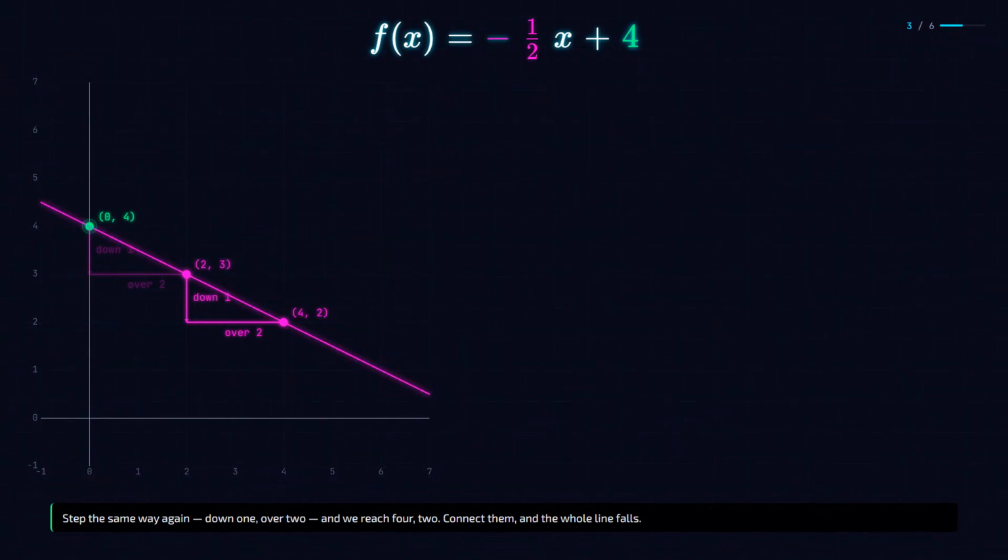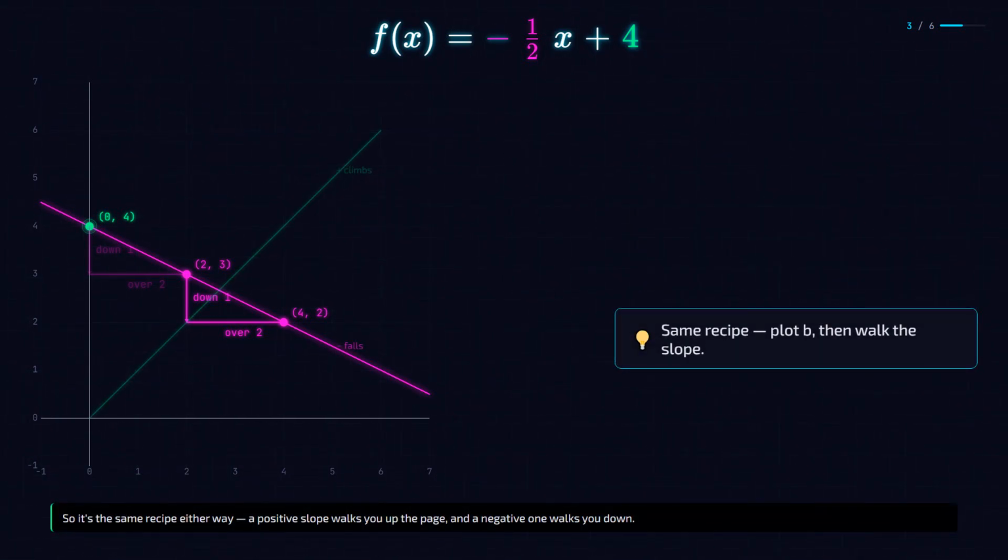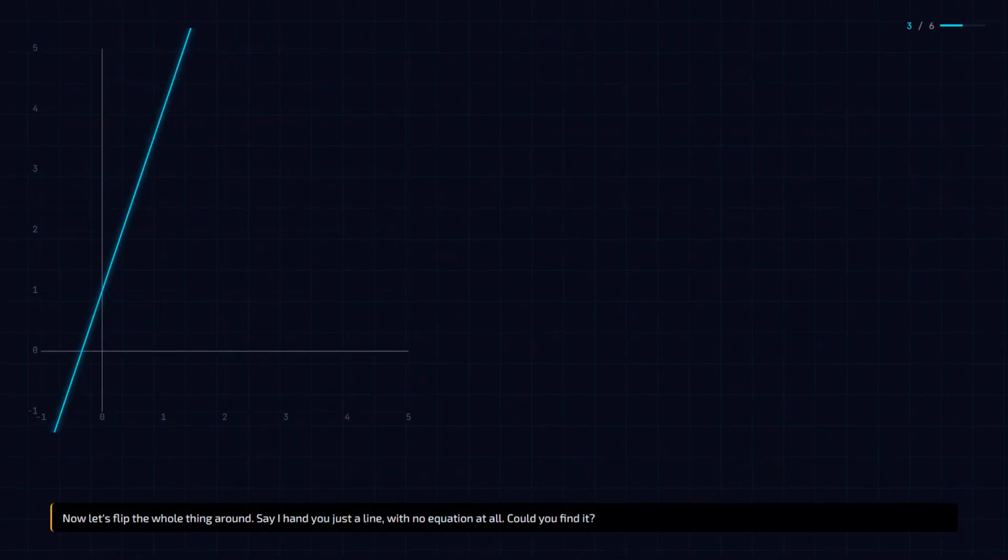Connect them and the whole line falls. So it's the same recipe either way. A positive slope walks you up the page, and a negative one walks you down. Now let's flip the whole thing around.